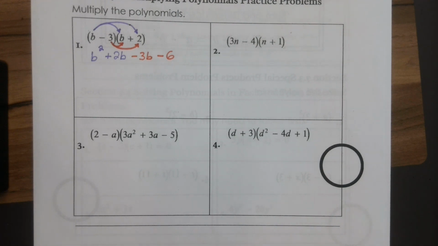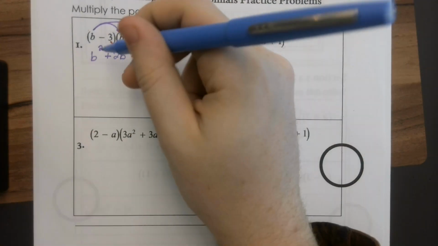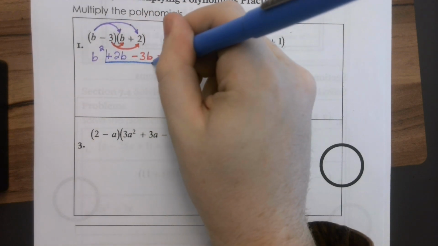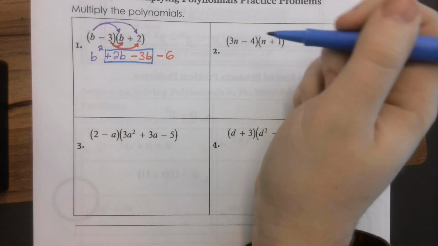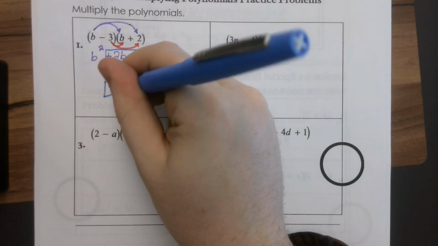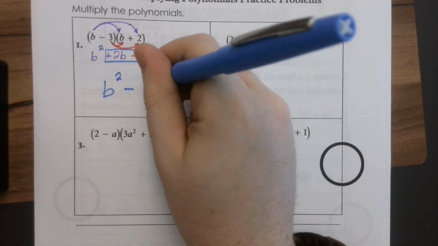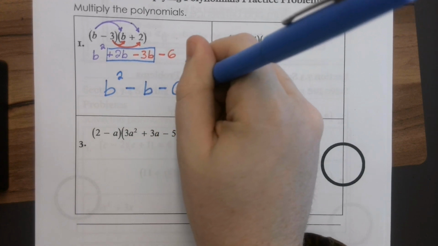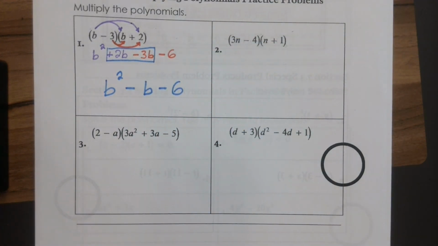From here, do we see any like terms that we can combine? Because I do. I see that positive 2b and negative 3b can be combined. What's 2b minus 3b? That's negative 1b. So I can just write that as negative b in the middle. That's our answer.